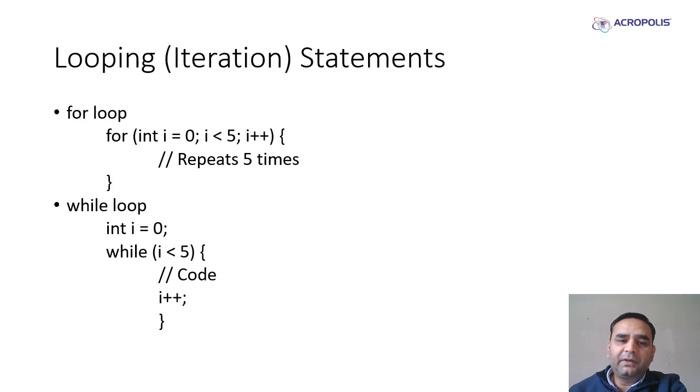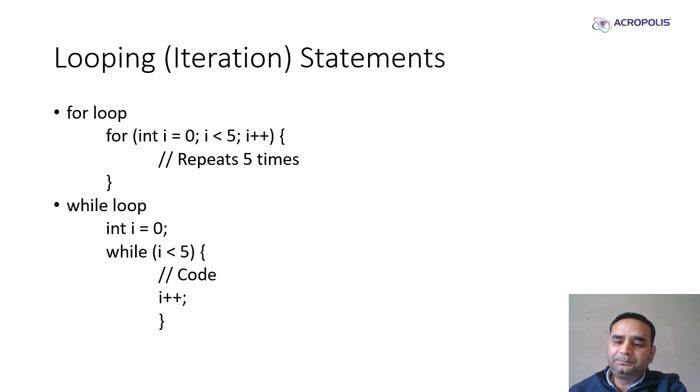Then the looping statements. Whenever we want to repeat some statements multiple times, we can use looping statements. Looping statements can be of two types, entry control loops or exit control loops. Entry control loops check the condition at the entry point, and exit control loops check the condition at the exit point. The for loop and while loop are the entry control loops.